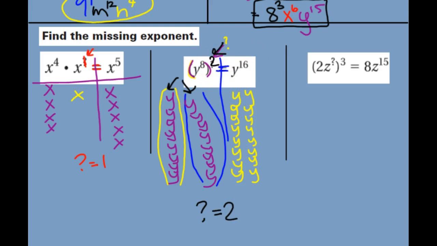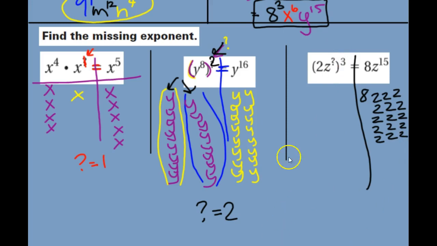And our last question here, I know we need to get to 8 and we need 15 z's. So 1, 2, 3, 4, 5, 6, 7, 8, 9, 10, 11, 12, 13, 14, 15 z's. And I know that, let's take a look here, we have parentheses, so we have some groups. We know there are 3 groups. We're not quite sure what's in there, but we know there's 3 groups. So I'm just going to make some parentheses, or even circles, to represent 3 groups. 1 group, 2, and 3.